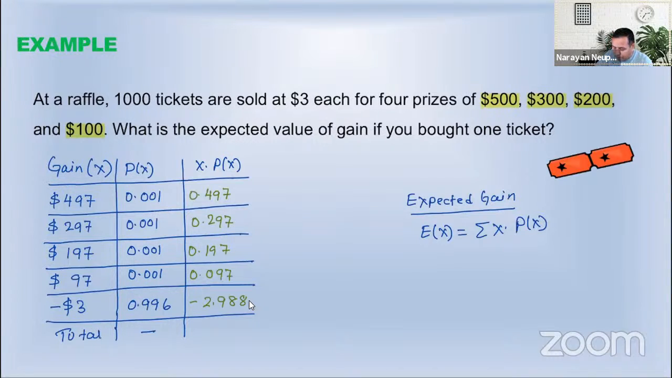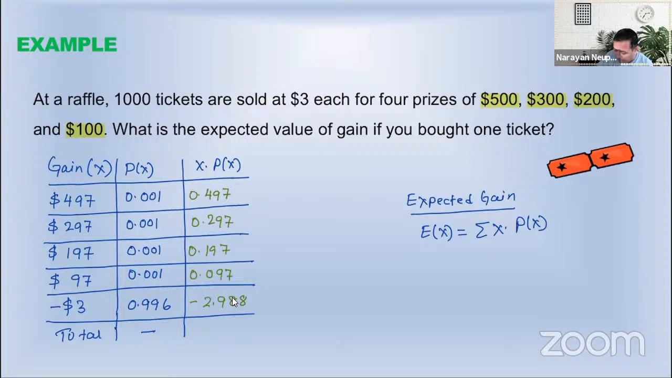I want all of you to add. The last one is minus, by the way. 0.497 plus 0.297 plus 0.197 plus 0.097, then minus 2.988. What did you get? Waiting for your sum there. Anybody got the sum? I got negative 1.9. That is right.